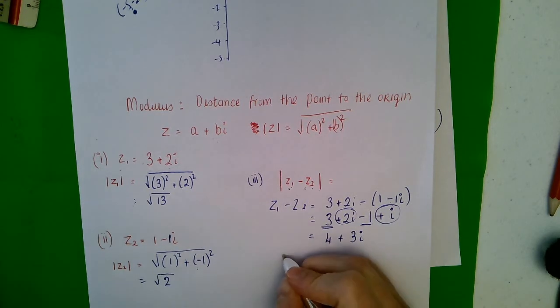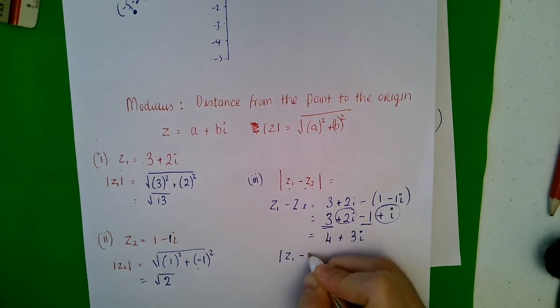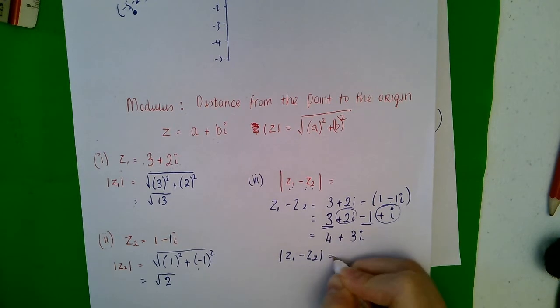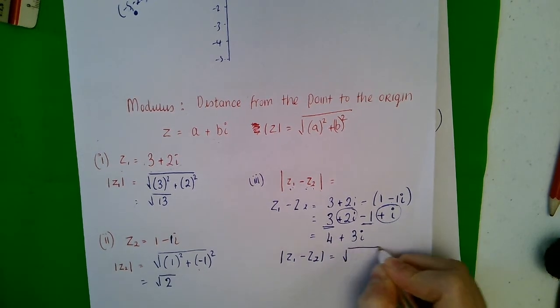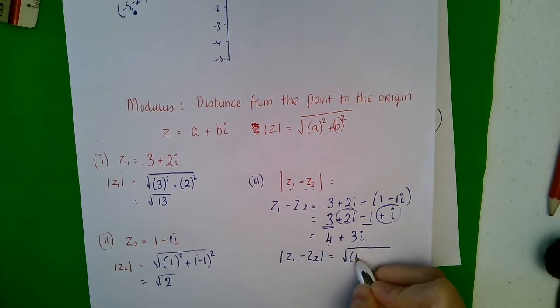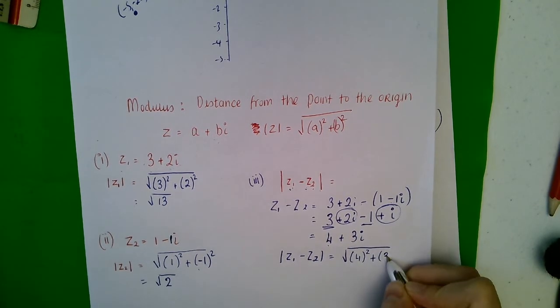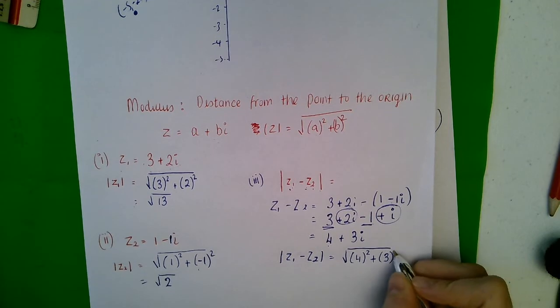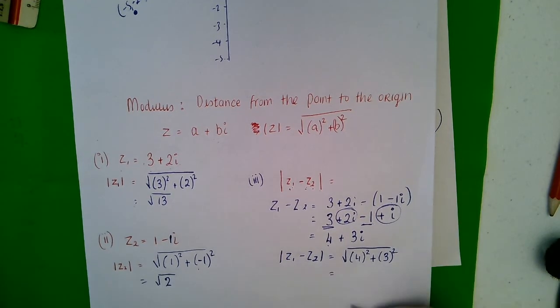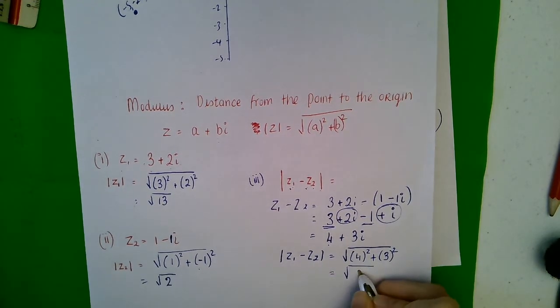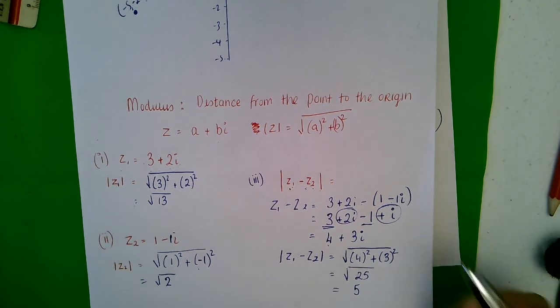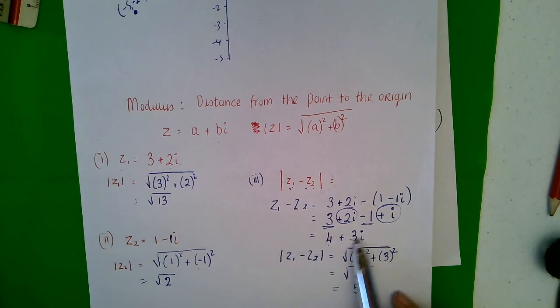Now we have the complex number in the form a plus bi. We're going to find the modulus of that complex number by subbing it into the formula. The way that we do it is we square the first term. We add that to the square of the number in front of the i, which is 3. When we put that into our calculator, we will get root 25, which simplifies to 5. So the distance between this complex number, 4 plus 3i, and the origin is 5.